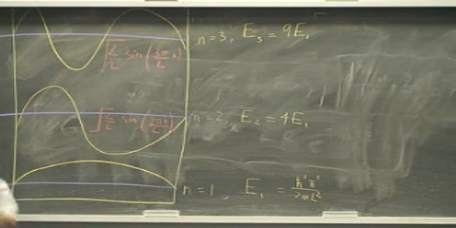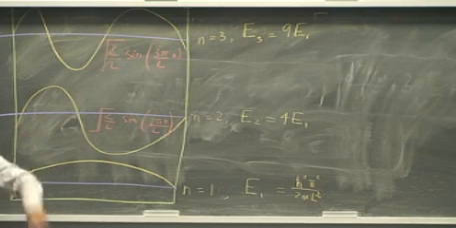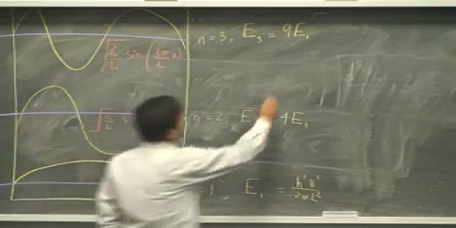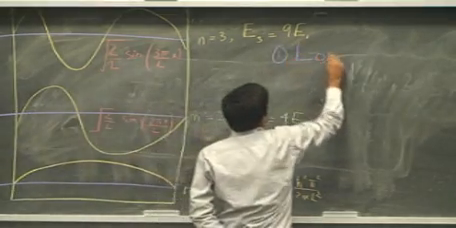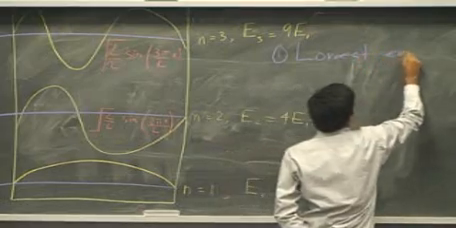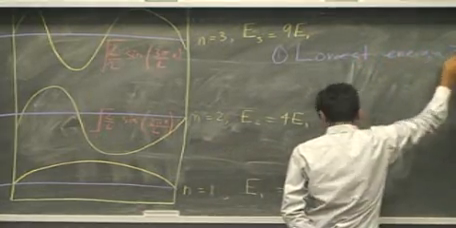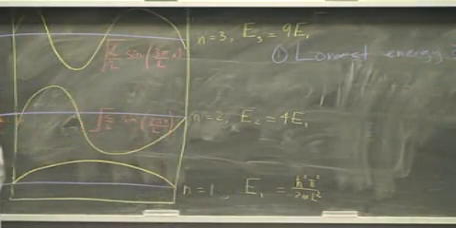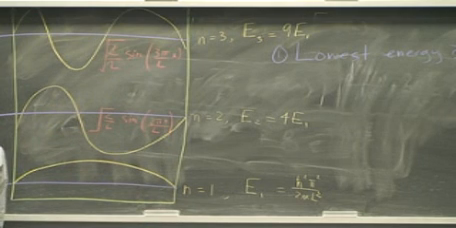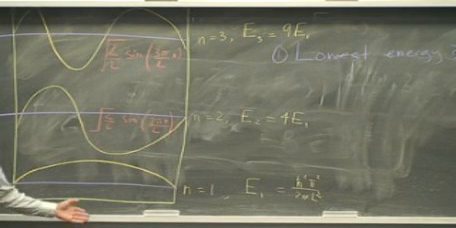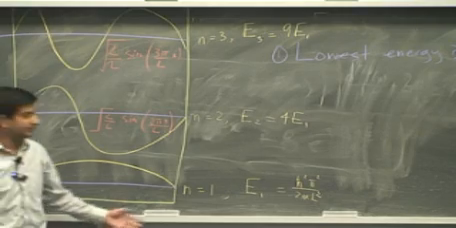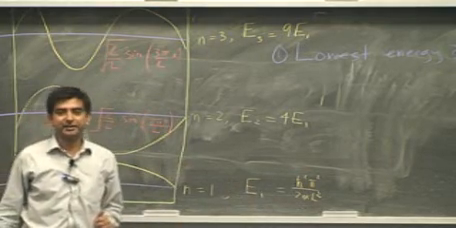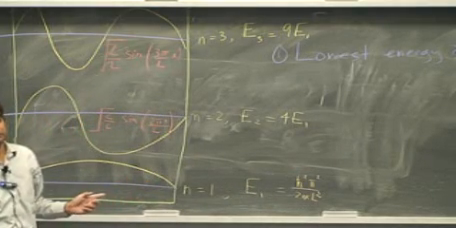And a few very interesting observations. The first observation, what is the lowest energy state? What is the lowest energy of the electron? What's the lowest energy? H bar squared pi squared over 2 m L squared. Now the question is, why isn't the lowest energy 0?